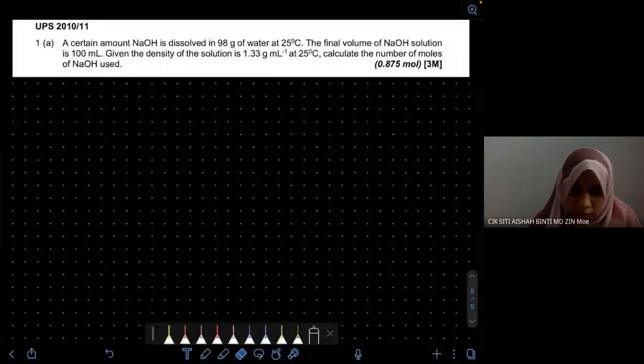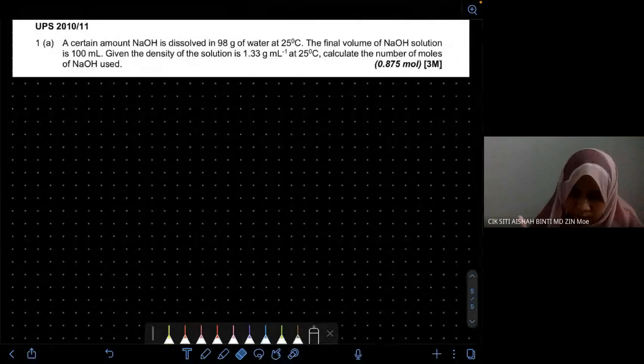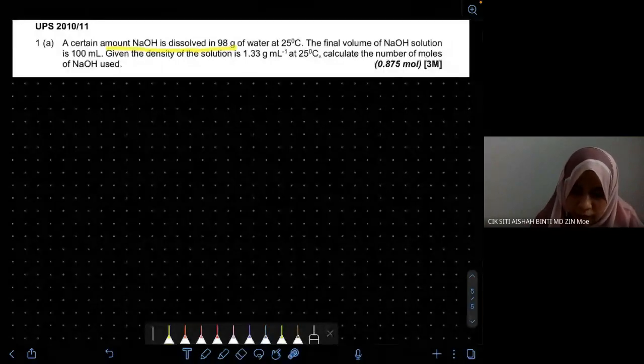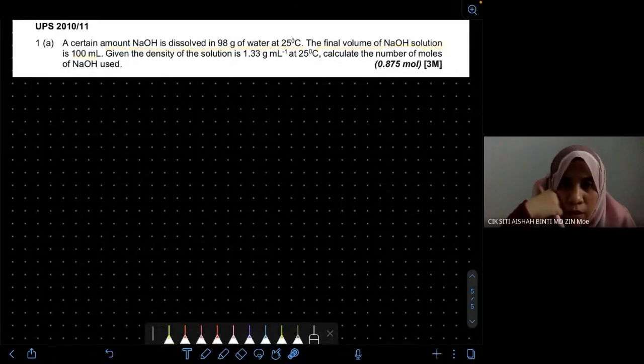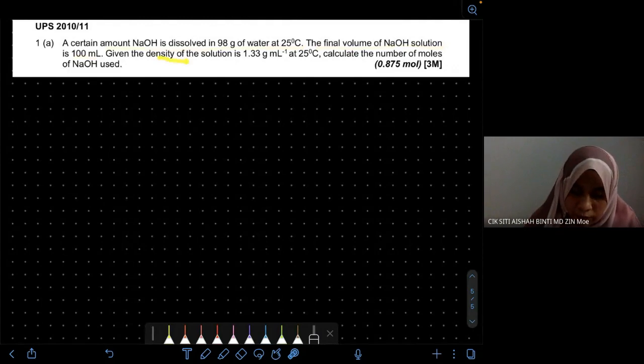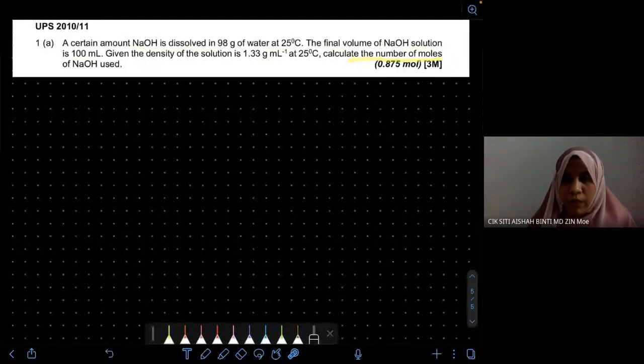A certain amount of NaOH is dissolved in 98 gram of water. The final volume of NaOH solution is 100 ml. And the density of the solution is 1.33 gram per milliliter. So calculate the number of mole of NaOH.